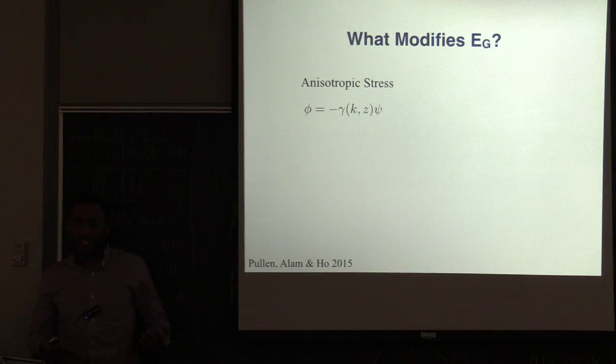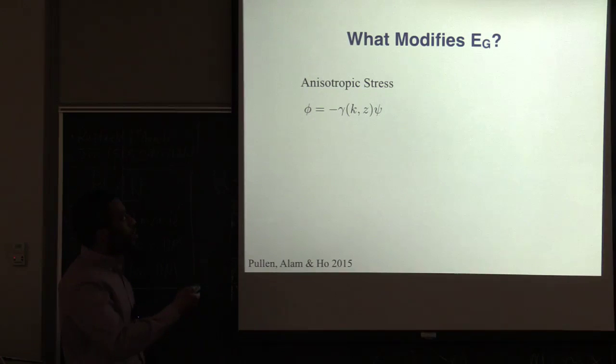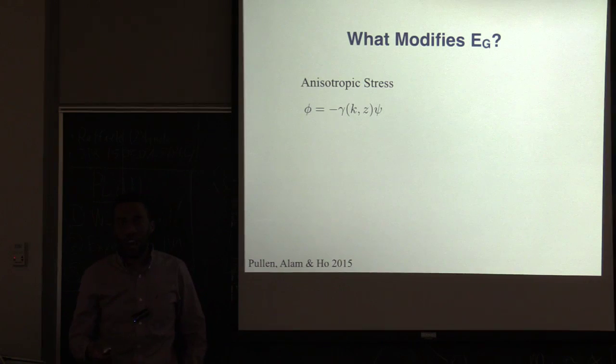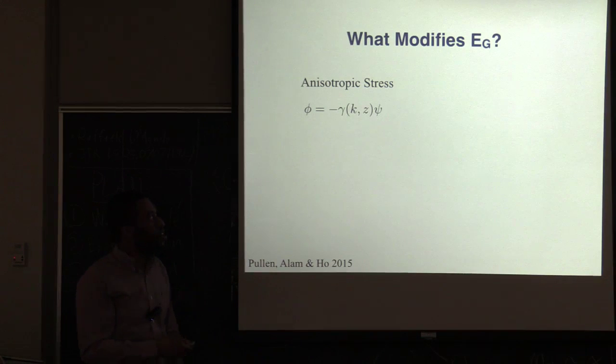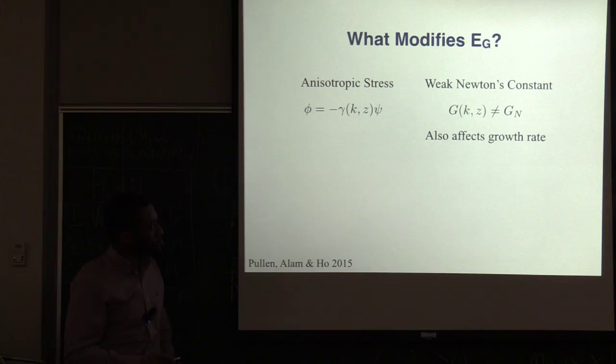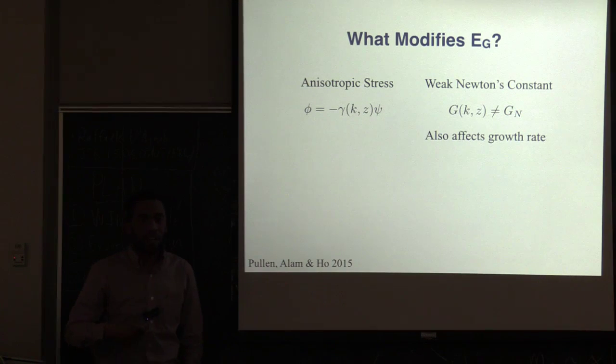Now, what exactly modifies E_G? Well, this is important because you want to know what modifications of general relativity can actually cause a modification in E_G, the statistic you're measuring. So one possibility is anisotropic stress. In general relativity, the two potentials phi and psi are equal and opposite, depending on your convention, as far as the minus sign. However, this is not true for modified theories of gravity. And so we parameterize this difference by a parameter gamma. Another possibility is that you have a weak Newton's constant. Specifically, you can have a Newton's constant that is not just equal to Newton's gravitational constant, but in fact varies with scale k and redshift z at large scales.